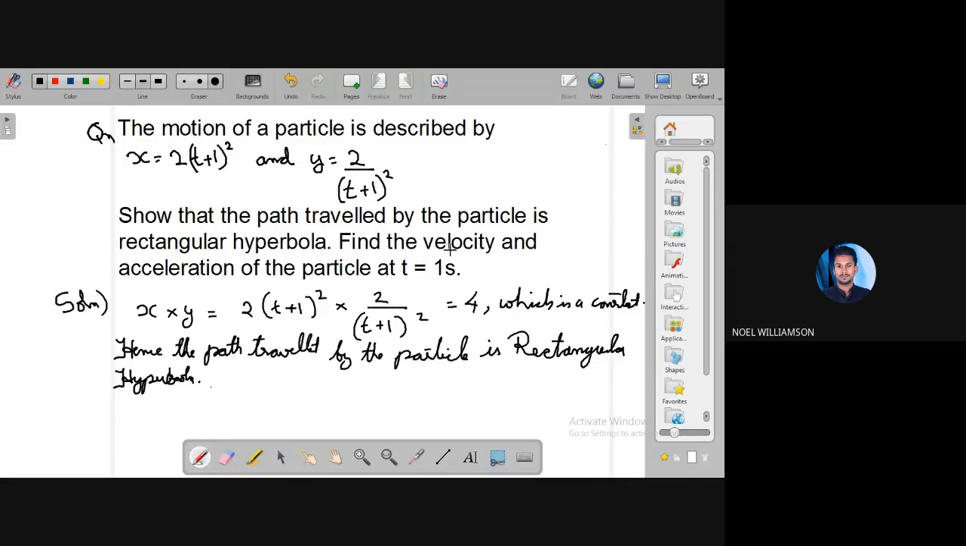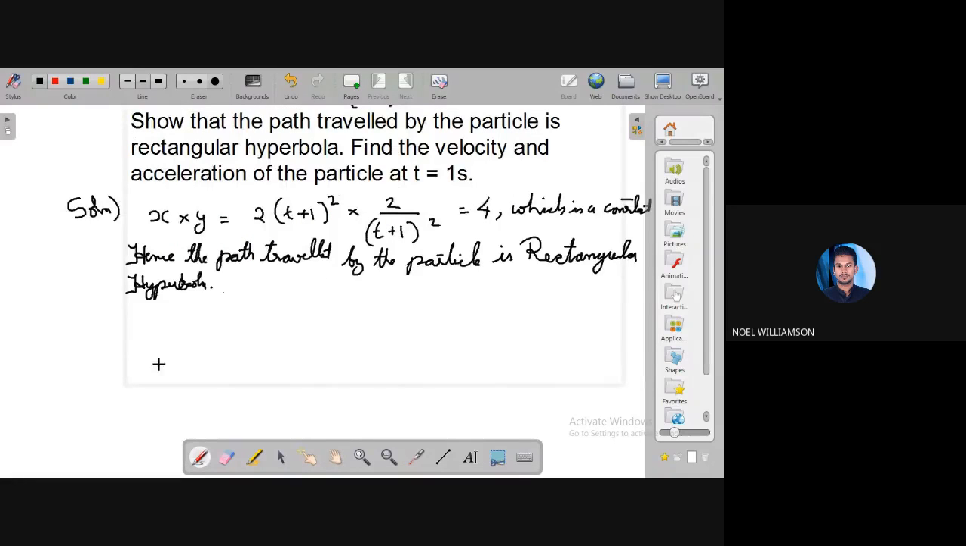Now you have to find the velocity and acceleration of the particle at t equal to 1 second. Okay, so we will see. Suppose you are given the value of x and y. First of all, what you have been given is the displacement, that is the displacement vector r. Displacement vector r is x i plus y j. This is the displacement vector. If the displacement is given, then the velocity vector v is given by dr by dt.